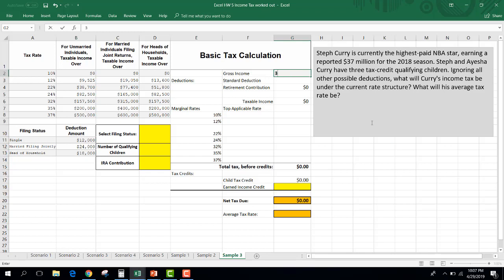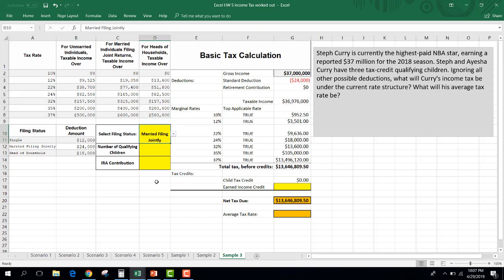Okay, so his income is 37 million, and married with children, so probably going to be filing jointly. Number of qualifying children again is 3. Probably making an IRA contribution, but let's just put 0 to keep things simple. Okay, so we are going to apply the 10% tax bracket to all income in that bracket, right? He's going to be, of course, in the 37% bracket. So he's going to pay the full 10% tax, the full 12, the full 22, the full 24, the full 32, the full 35, and then the 37 on all of his income over 500,000.